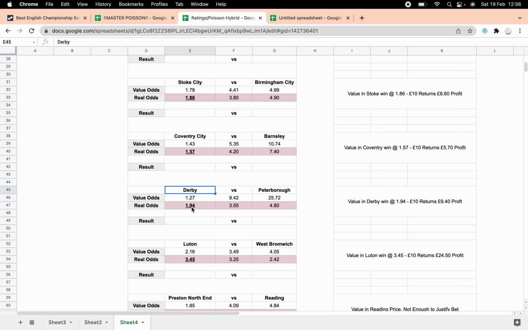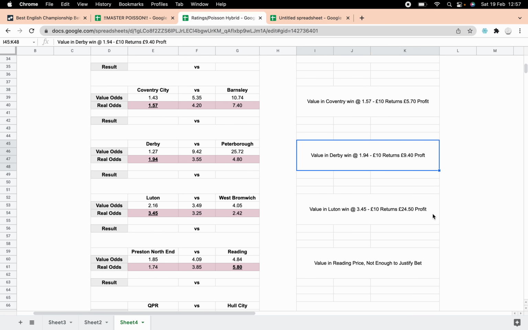Derby Peterborough, this is my bet of the day, if you like. I think Derby are way longer than they should be there. We've got them at 1.27, and they're at 1.94. Peterborough are nowhere near as long as it looks like they should be, according to our odds. So I'm going to have value in the Derby win at 1.94, which would return £9.40.